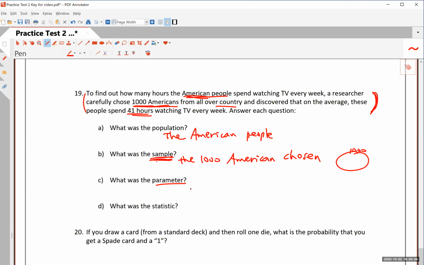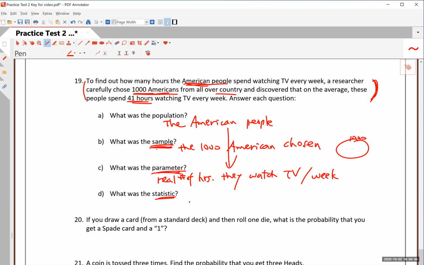What is the parameter? Well, the parameter is the real answer to this question, the real number of hours the American people watch TV every week. That's the real answer, which you will never know. So the parameter is something that we want to find out, but realistically, we will never be able to find out for sure. But there is a statistic that would allow us to estimate the parameter. And the statistic is, in this case, 41 hours a week. So that is the average that we calculated based on the answers from these 1,000 people.